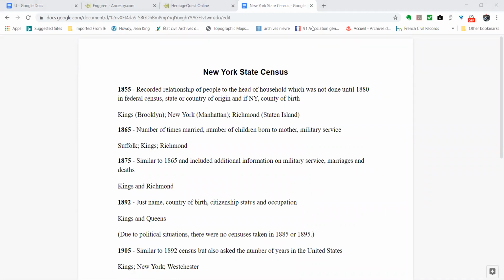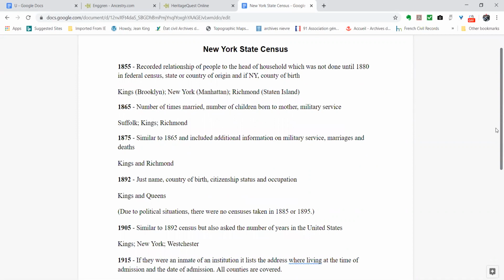Yes. So I put this together after I thought about things. So here's a quick run through about the New York State Census. It started in 1855 and it ended in 1925. It was supposed to be every 10 years, but that kind of fell apart towards the end of the 1800s.